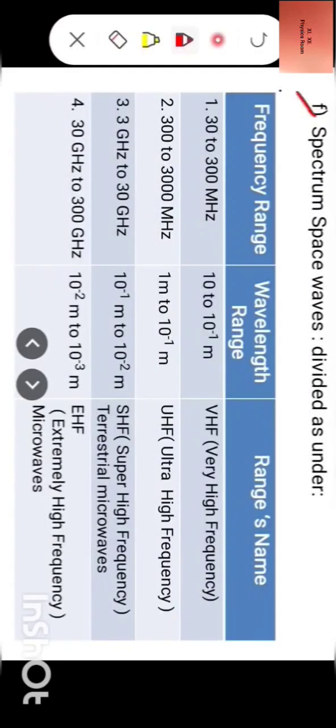F. Spectrum of space waves. Spectrum of space wave is divided as under. Look at this table. It has 3 columns. First column is frequency range, second column is wavelength range, and third column is range name. First, frequency range of space waves is from 30 MHz to 300 MHz and wavelength range is 10 meter to 10^-1 meter, and we call it VHF, very high frequency.